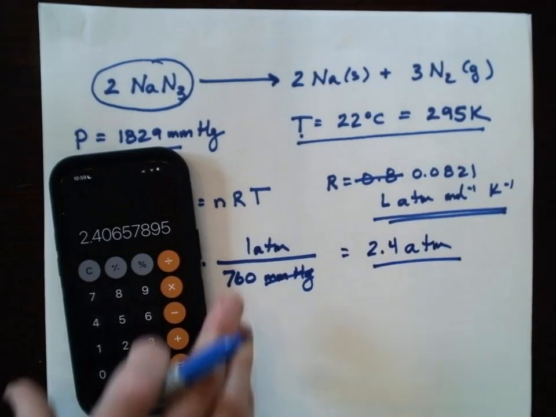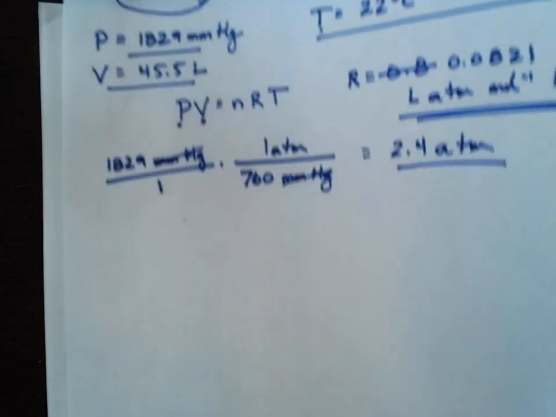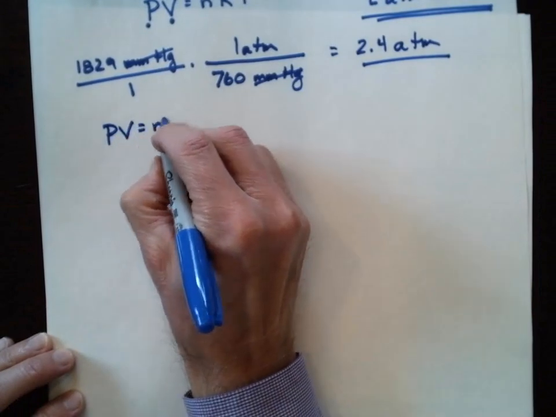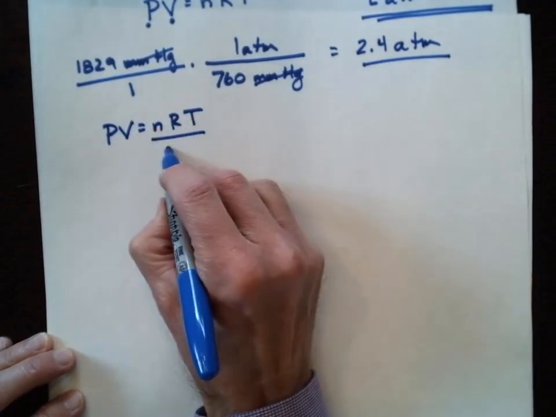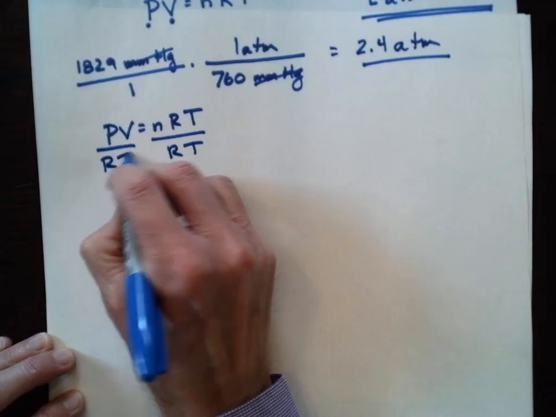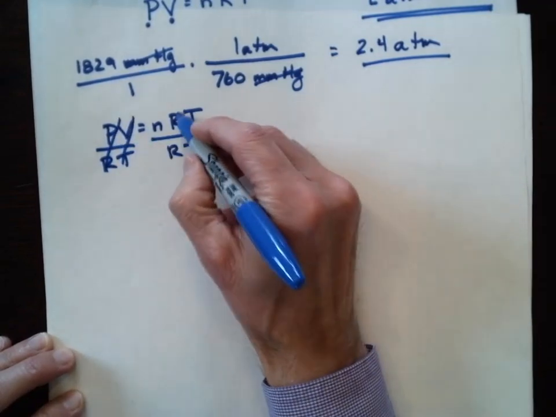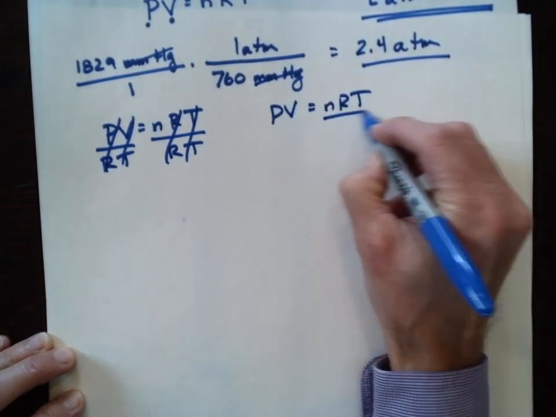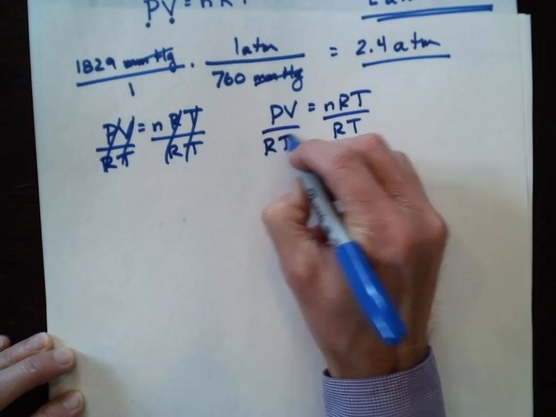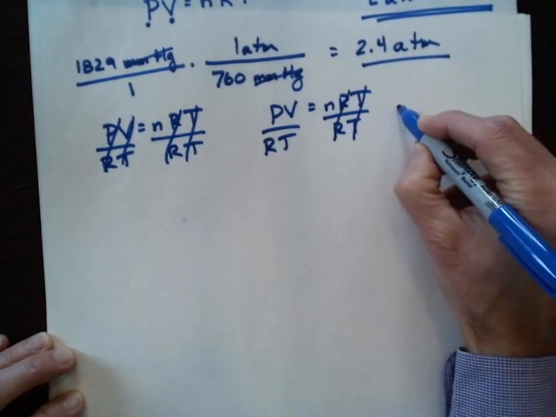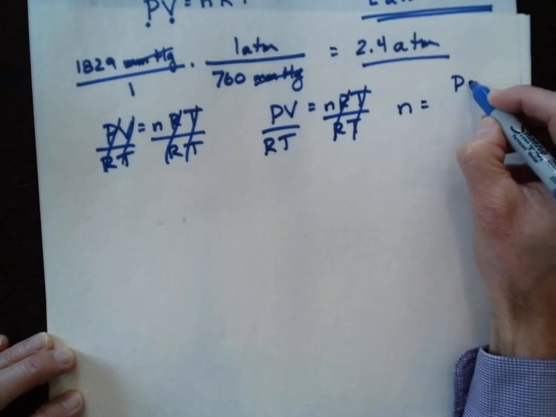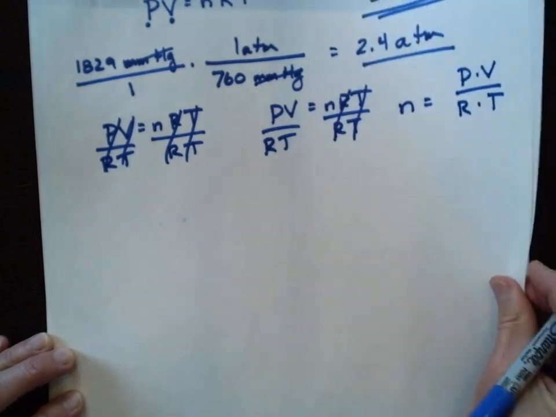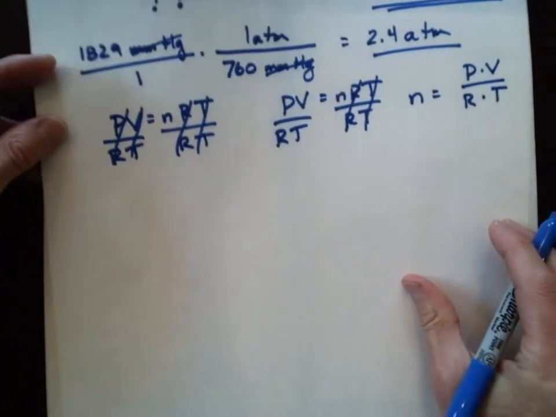Now I can plug everything in and figure out what moles is. So let's see. Symbolically, let's do this first. PV is nRT. I want to know moles, so I'm going to divide both sides by RT. Let's try that again. PV is nRT. Divide both sides by RT. This is what we want to cancel, of course. So we notice to find moles, we're going to take pressure times volume, and we're going to divide that by the gas constant times temperature.